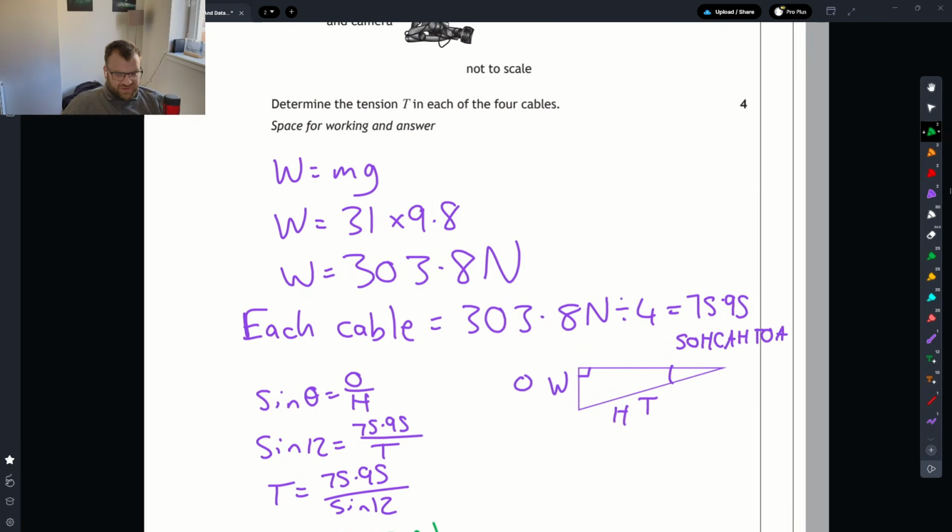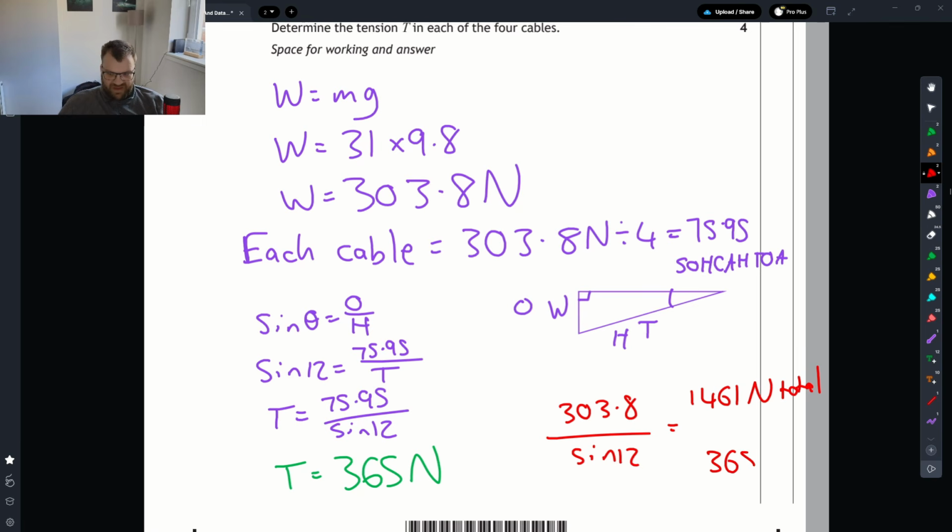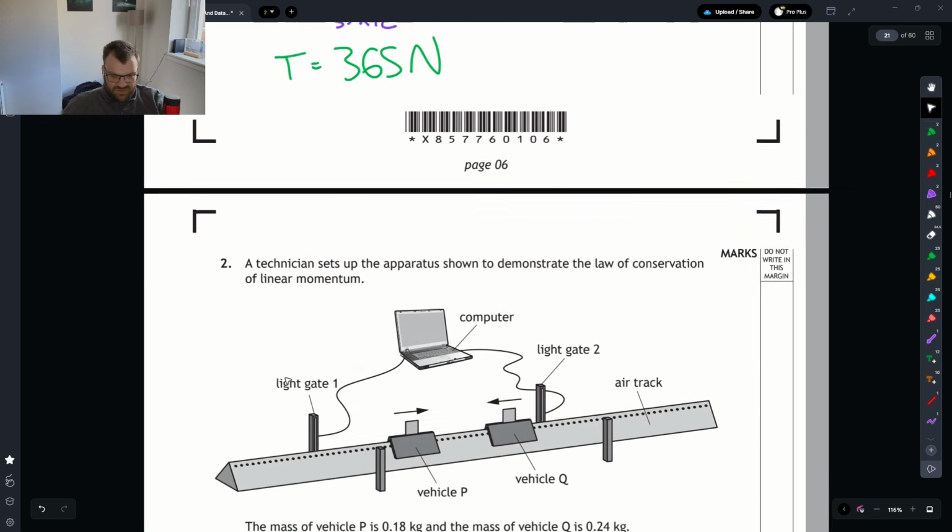You could probably have done it without, you could probably have divided by 4 at the end. So what I mean by that is, say you kept the 303.8 still over sine 12. Well, that would give 1461 newtons total. And again, remember that there's 4 of them, divide that by 4 does give us 365. A wee bit different after the decimal place, but it would round to be the same thing as well, just depending on what one makes more sense to you.